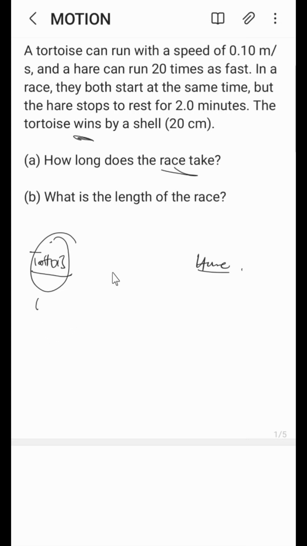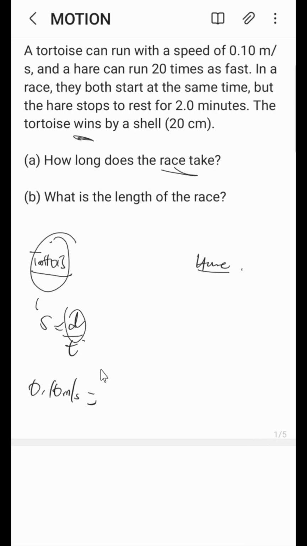So what have we been given? Speed. We've talked about what speed is and its formula, right? So speed is equal to path traveled or distance traveled over time taken to cover that distance. So for the tortoise, its speed is 0.10 meters per second.